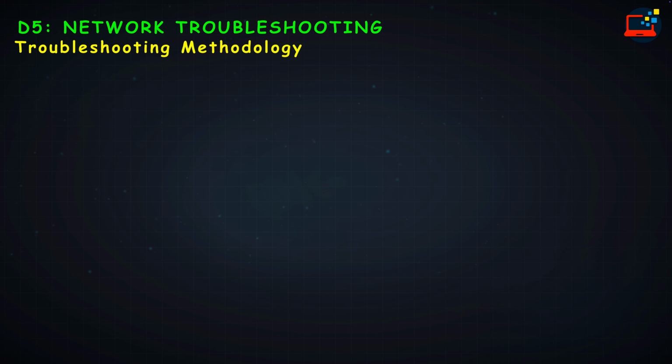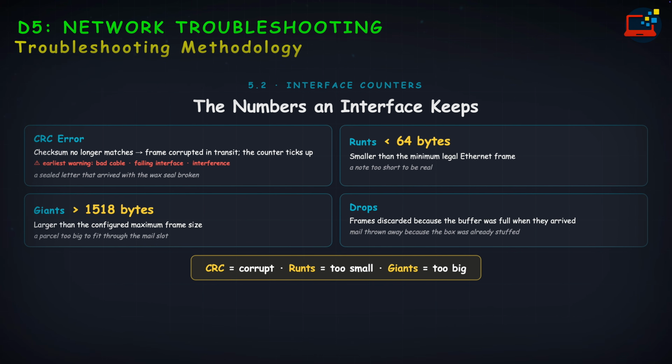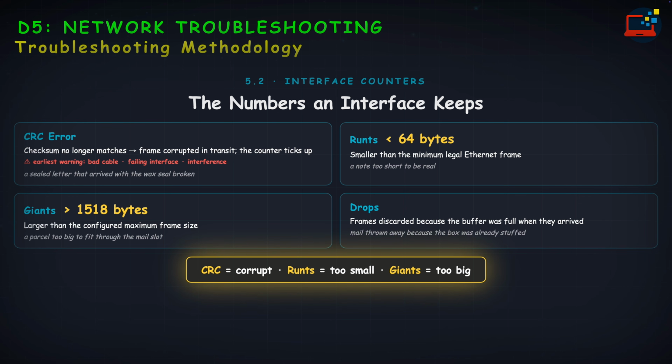That wraps 5.2. The one to anchor here is the interface counters. A climbing CRC count points at a physical problem, the cable or the interface, and runts and giants are simply frames that are too small or too big.